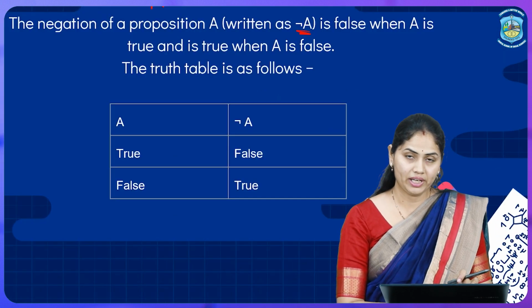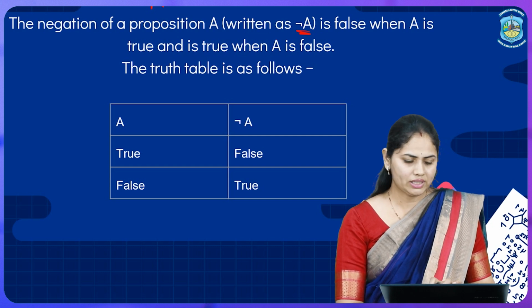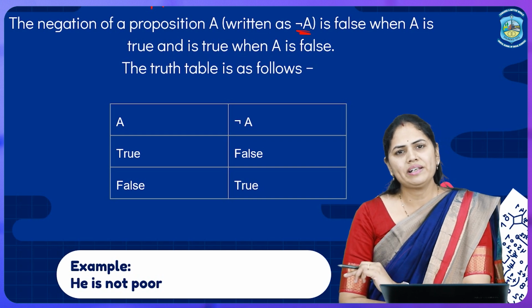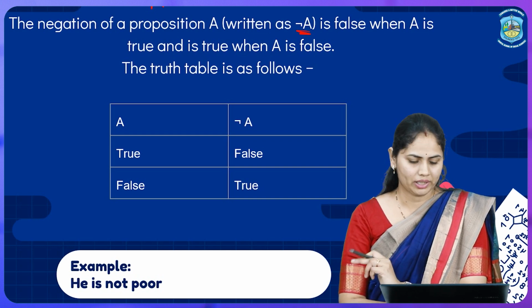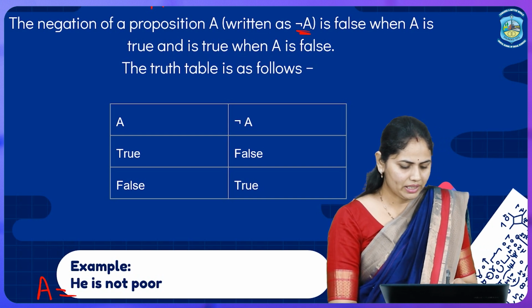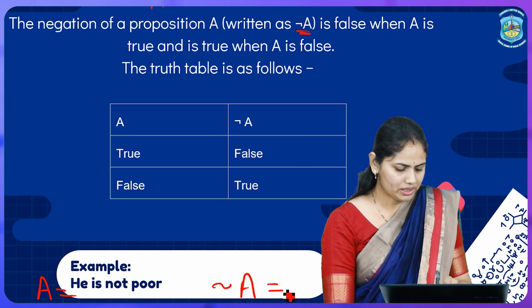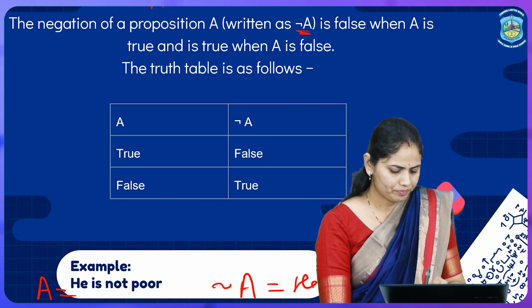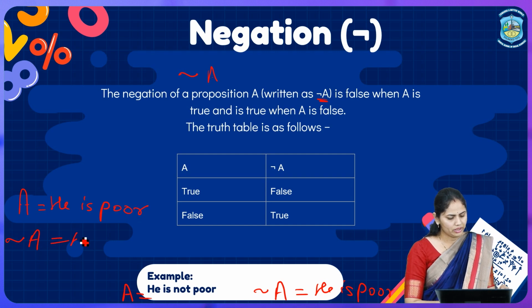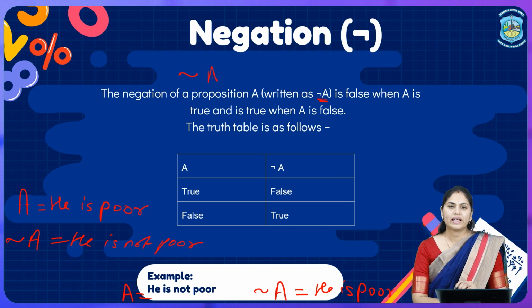So, if the value of A is true, then its negative value is false. For example, he is poor, it is true. Now, its negative statement will be he is not poor. So, if A is equal to he is not poor, then I can write not A is equal to he is poor, or vice versa. Meaning if A is equal to he is poor, then I can simply say that not A is equal to he is not poor. That is how we use negation.